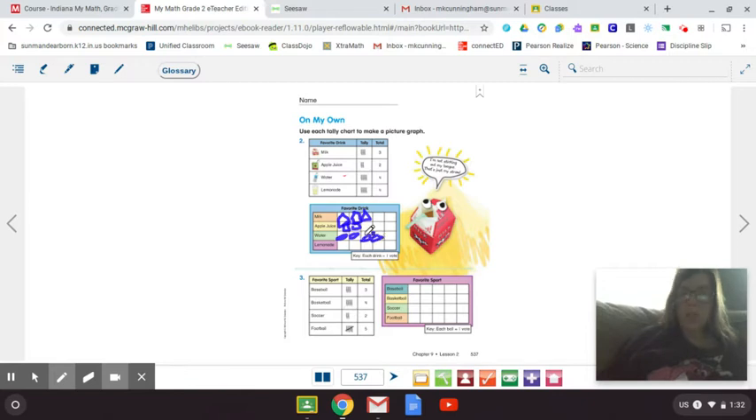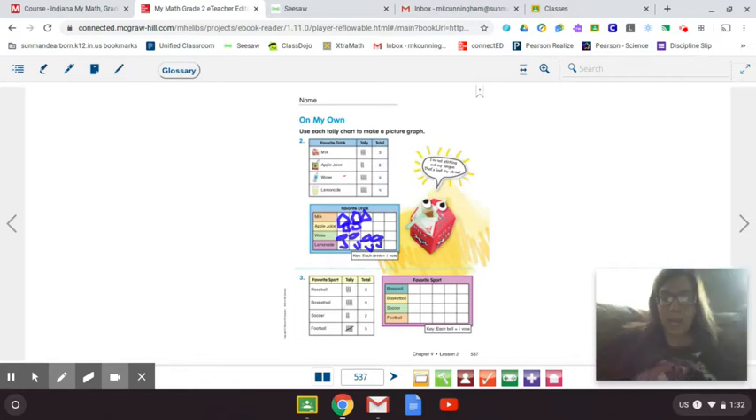And then 4 lemonades. And I'm just going to do like a little cup thing. That doesn't even look like a cup, but you guys get the idea of it. Please do not spend a lot of time drawing these pictures. Don't even worry about it. That is not the purpose of this. You're going to get to use emojis for Seesaw, okay?